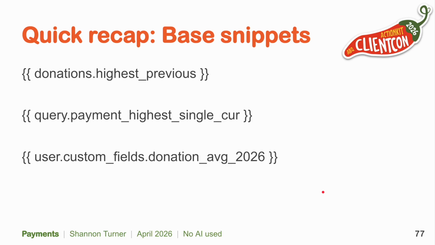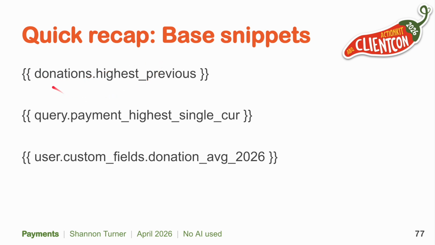So let's do a quick recap. These are the 3 base snippet examples that we saw from before. There's no one perfect or best answer here. You have a lot of different ways that you could approach this problem. It's actually one of the things that I love about ActionKit is it's so flexible.